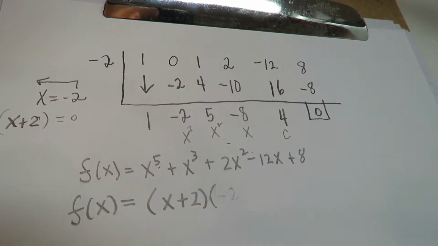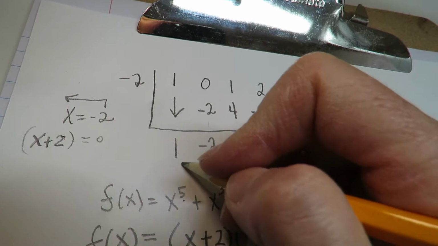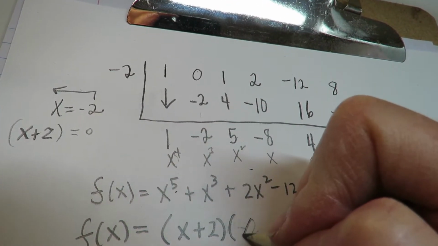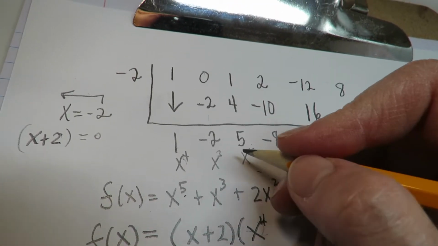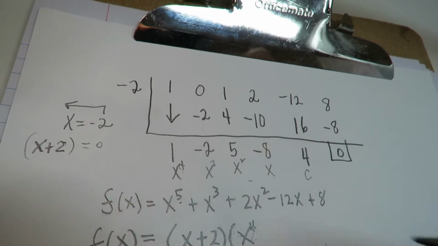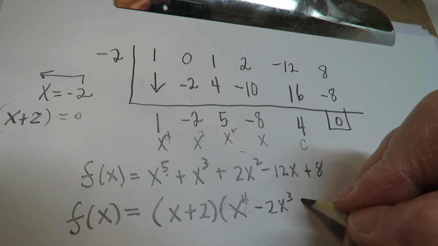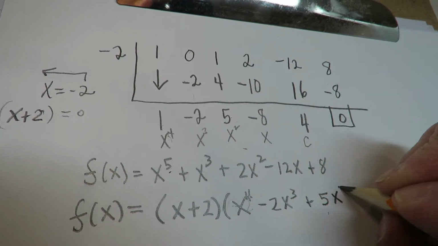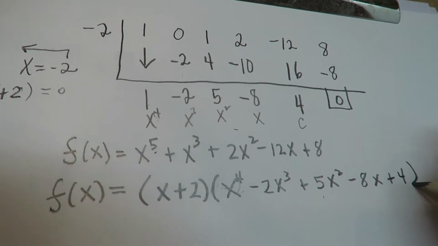Okay. Got my trustworthy eraser here. All right, so this is your 4th degree. The coefficient of your 4th degree is 1. Coefficient of your cube is -2. Coefficient of your quad is 5. Coefficient of your linear is 8. And your constant is 4.